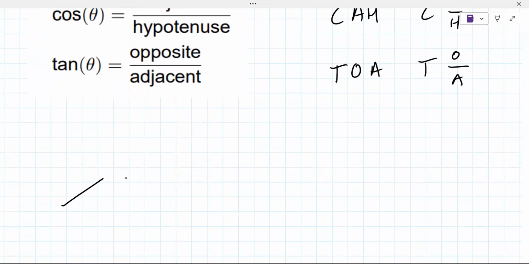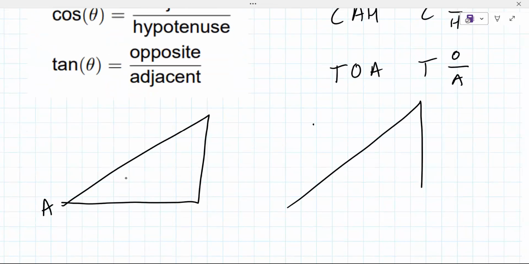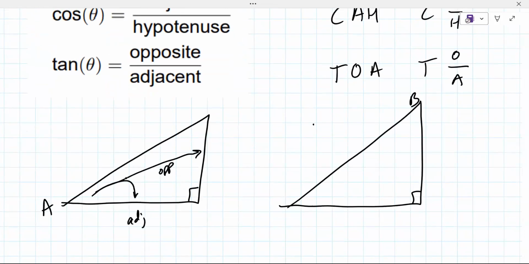It depends on where you are. If you're at A versus B, opposite is different. From A, the one across is opposite, and the one next to it is the adjacent. But if you're at B, the one across from it is opposite, and this one over here is the adjacent. But the hypotenuse is always the hypotenuse.